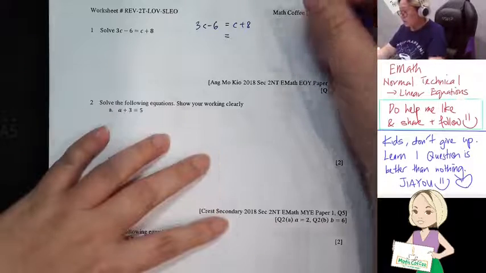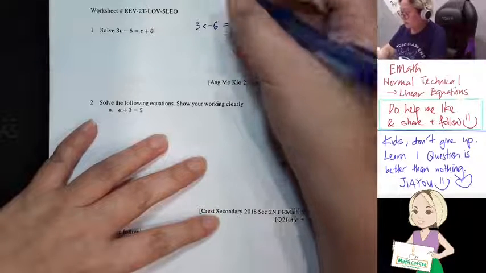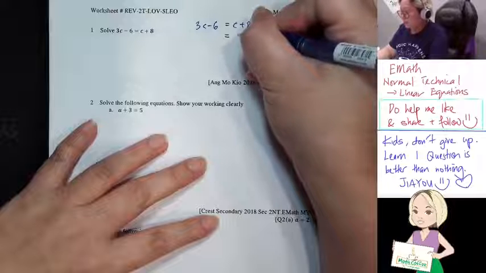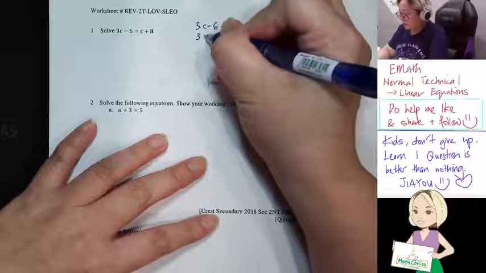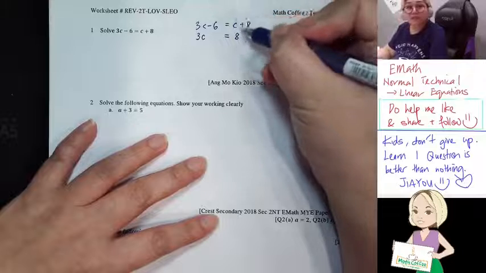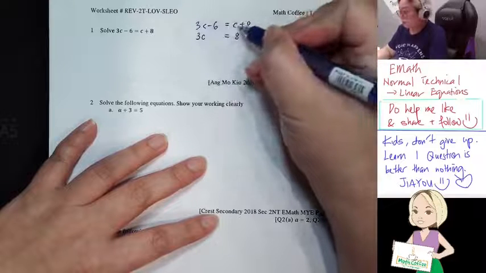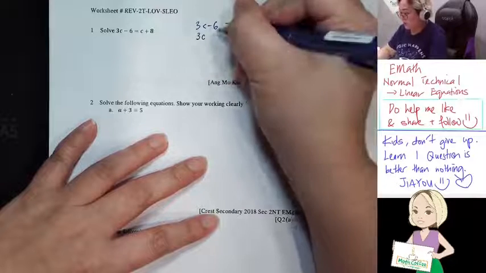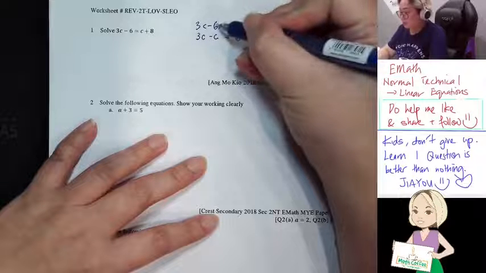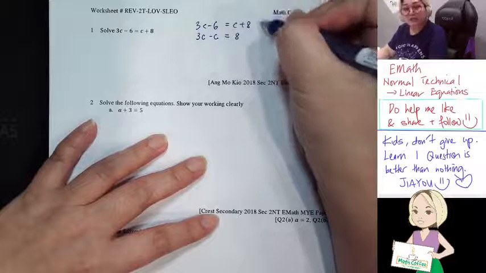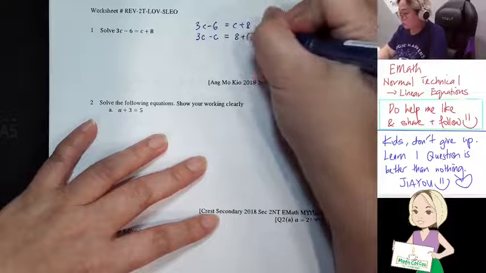Okay, so equal will be in the middle. So our number will remain on the right hand side. So 8 will remain here. 3c will remain here. So we're going to bring this c to the left hand side. So this is positive c. So if I'm going to bring it to the left hand side, it is minus c. So I will need to bring the negative 6 to the right hand side. So if you bring to the other side, you need to change it to plus 6.